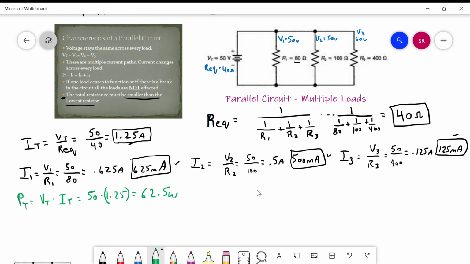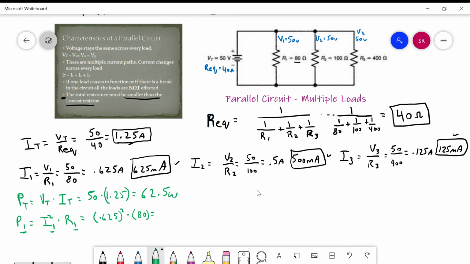Now let's find P1 at the bottom here. I'm going to use I squared times R for this one. I'm going to use I1 and R1 because we're looking for P1. So the sub numbers have to match, guys. So what's my I1 squared? I'm going to have 0.625 squared times R1. My R1 is 80.